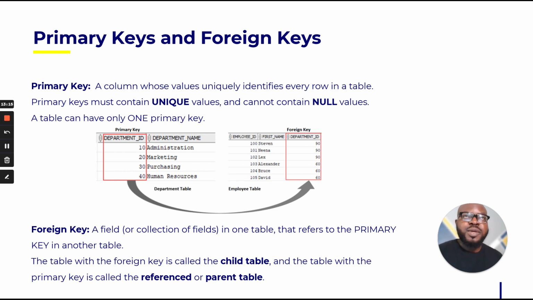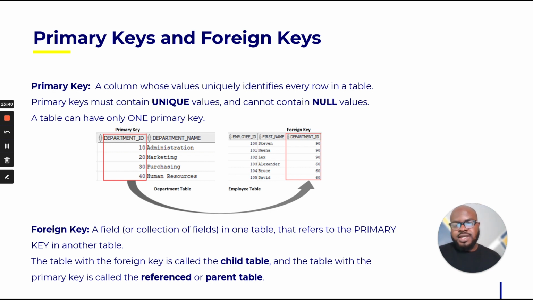Now, when we have a primary key, we can't have null values, and null means it can't be empty, really, because we need it to define a particular row in a table. So we can't have a primary key column empty in a database. And then a table can only have one primary key, really. So now we understand what primary key is. Let's look at what a foreign key is.